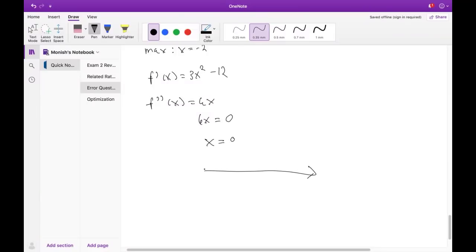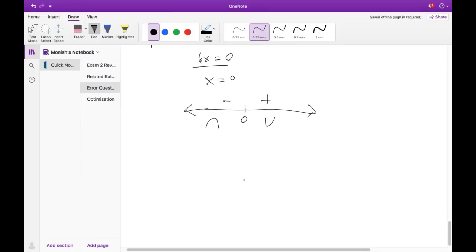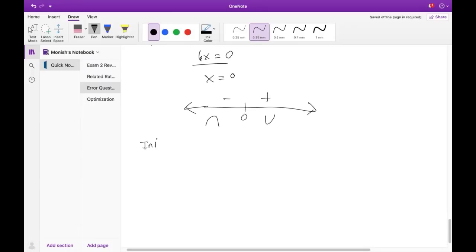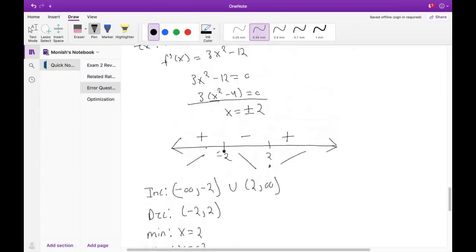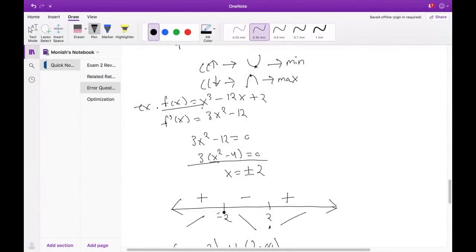I make another number line. Anything past 0 is positive, anything below 0 is negative based off of this function. That means over here I have concave down, over here I have concave up. If you have a point and the concavity switches from down to up or up to down at that point, then you have an inflection point. So I have an inflection point at x equals 0, and I'm only writing the x values, but remember you're going to have to find the y values for min, max, and inflection point by plugging those x values back into your original f of x.